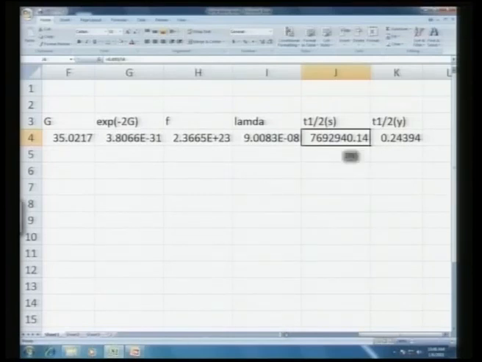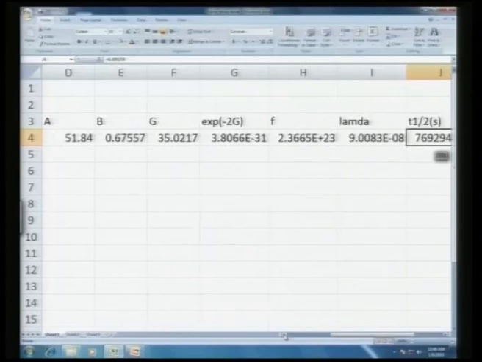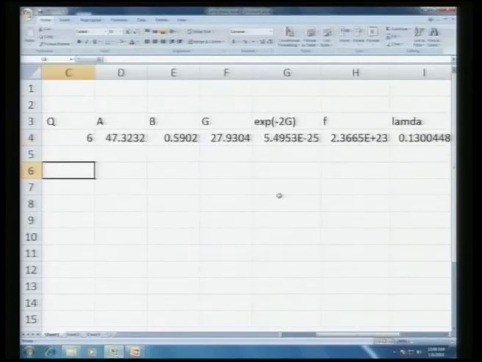Go ahead, make q equal to 6 MeV and see what happens. So, this 5, let us make it 6. So, now q is 6.